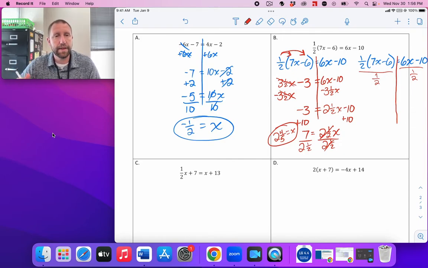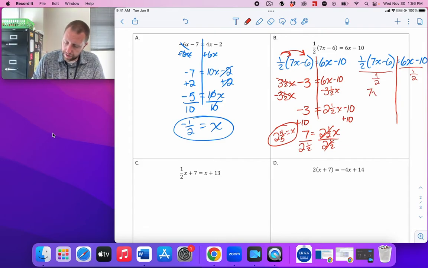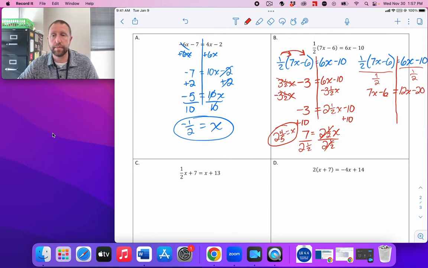Do I get the same thing my other way, my other method? Now on the other side here, I went ahead and divided by the number in front of the parentheses first. So that leaves me with what's inside the parentheses, that 7x minus 6. But on the right-hand side now, that's going to change. 6 divided by 1/2 is 12. That's 12x. 10 divided by 1/2 is 20. Dividing by 1/2 is the same thing as multiplying by 2.